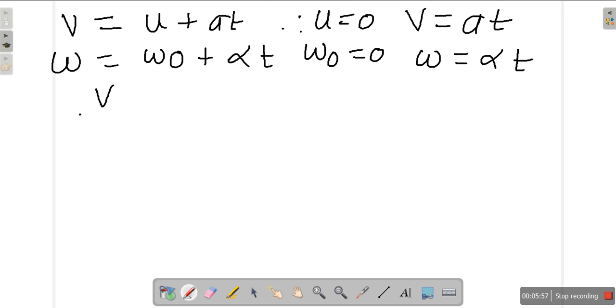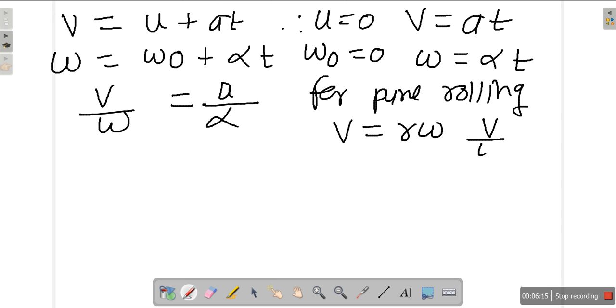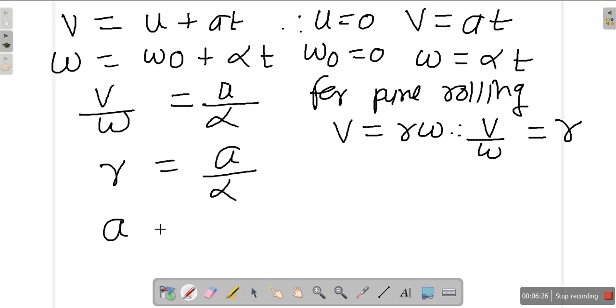So what is v upon omega? v upon omega will be a upon alpha. Now for the condition of pure rolling, what do we have? We should always have v is equal to R omega, or v upon omega must be equal to R. So if I put it over here, we will get R equal to a upon alpha, or in other words, you will get a is equal to R alpha.